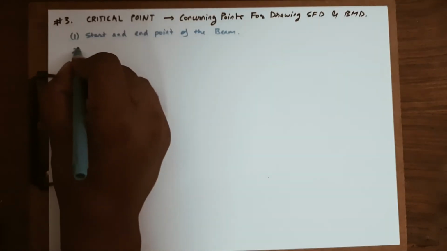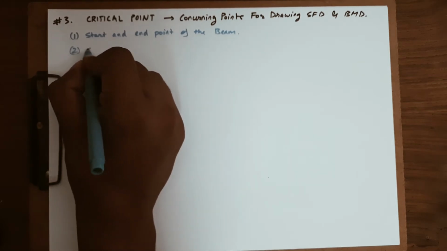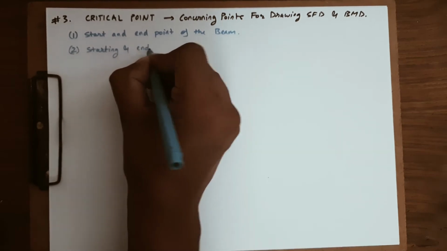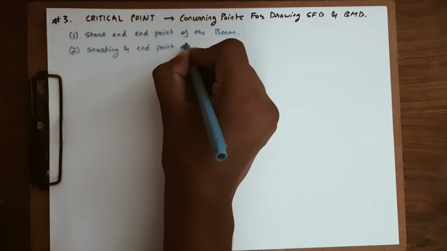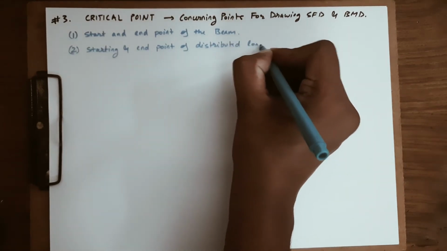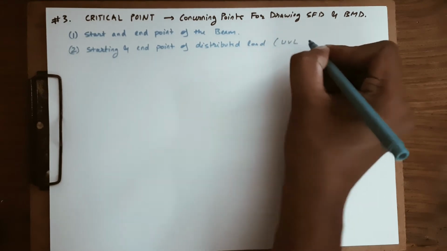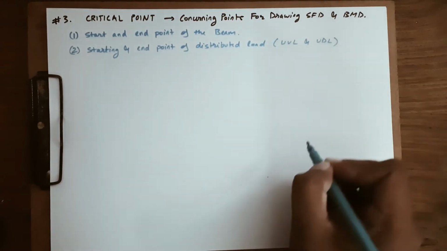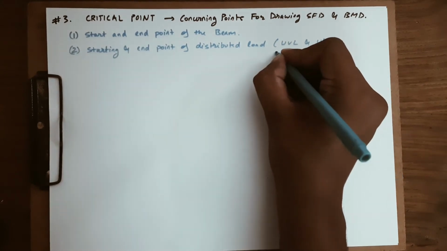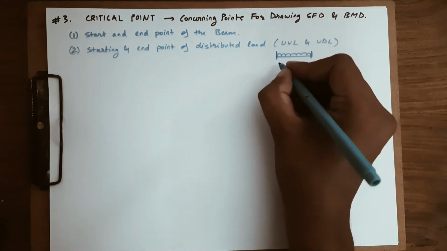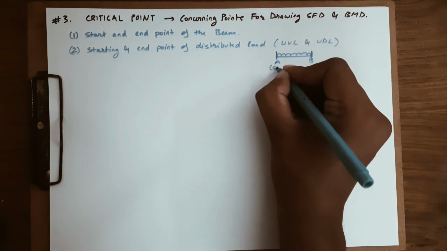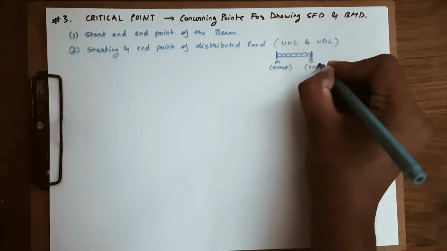And our second point is the starting and end point of distributed loads like UVL, UDL. Now it means that this is our UDL. So the major concerning points where we have to find the SFD or BMD are A and B. That is start and end.